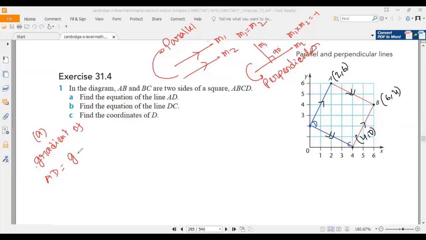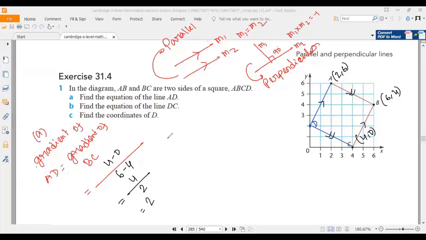So the gradient of AD and the gradient of BC should be equal. And what is the gradient? We know it is the difference of ordinates divided by the difference of abscissas, or rise over run. Here we can say rise is 4 minus 0, and run is 6 minus 4. So 4 minus 0 is 4, 6 minus 4 is 2, 4 by 2 is 2. So we can easily find that the gradient of AD is 2.